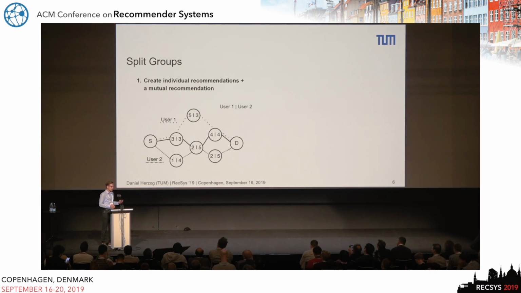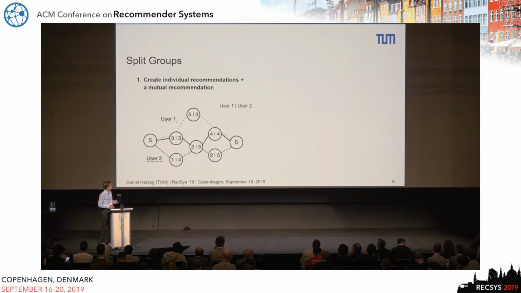First of all, we generate a recommendation for every individual group member. And then in addition, we create a recommendation for the group using a social choice strategy. The mutual recommendation is characterized by the solid line, and the dotted lines show the individual recommendations. You can see there's some overlapping, nevertheless they're a little bit different.